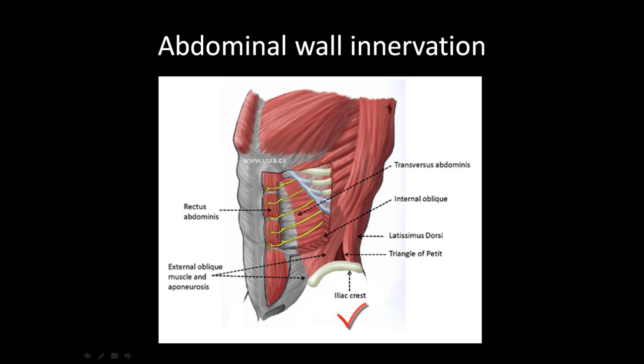There is slight controversy as to what is the constituent of this space, and especially what is the floor of this space. Is the floor the internal oblique muscle, or is the floor external oblique aponeurosis? Different sources show different answers, but what is important to know is that there is a small deficiency in the abdominal musculature which can be exploited to our advantage by putting a needle through this and accessing the transversus abdominis plane where the nerves come together.